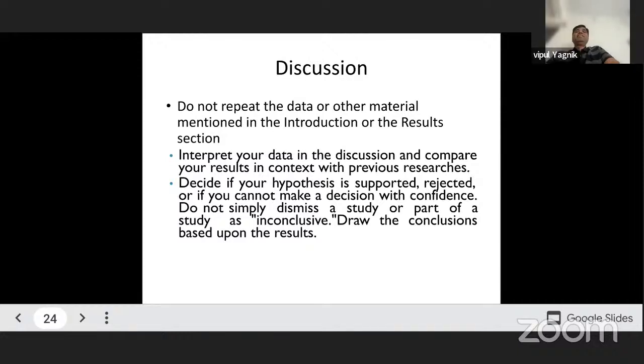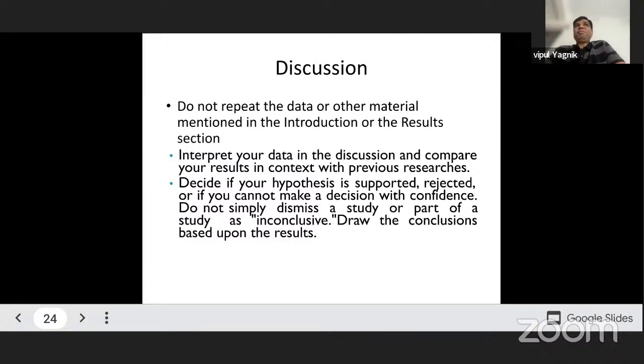So the next slide is discussion. Do not repeat the data or other material mentioned in the introduction or results section. Repeating data will unnecessarily lengthen your discussion, and usually the reviewer's time is precious. If you are repeating the data, they will not give importance to your study. Interpret your data in the discussion and compare your result in context with previous research.